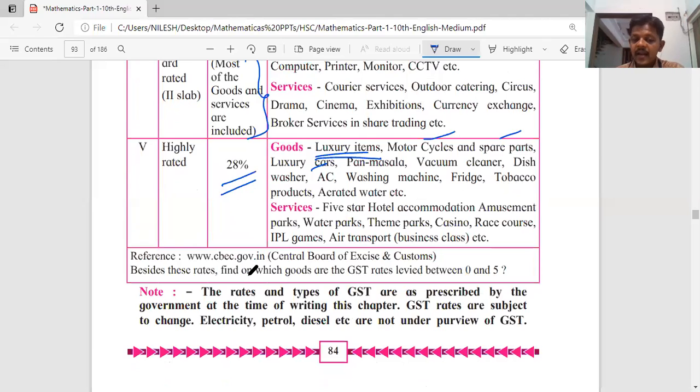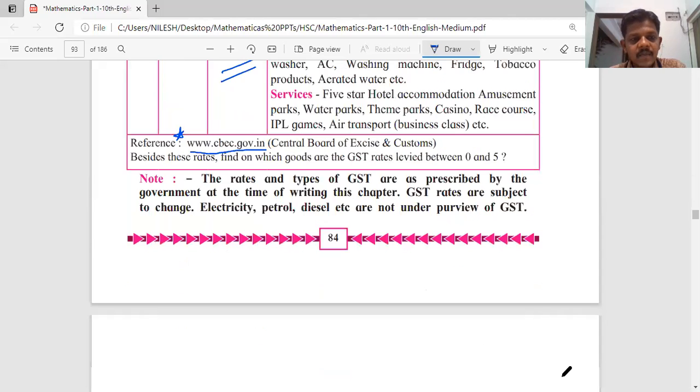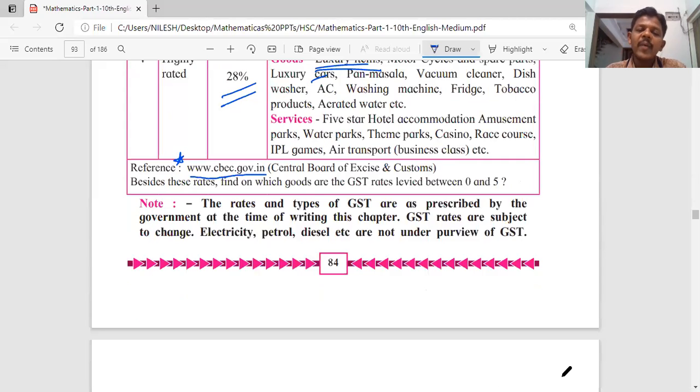Correct. And here is the reference. Very important website. Write down this in your notebooks. www.cbec, Central Board of Excise and Customs. Meeting is going to get over. Last point for today, you will check this website today. Correct. Okay. Yes, sir. Right. And the rates are prescribed by the government at the time of writing of this chapter. So now we know.